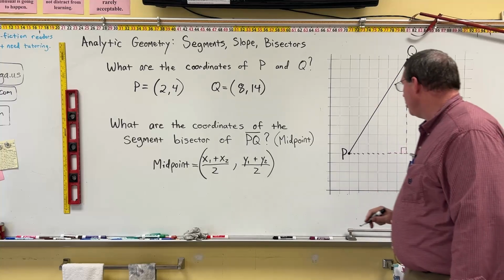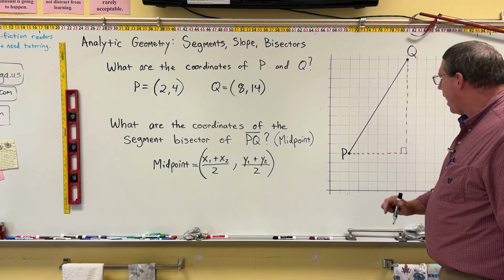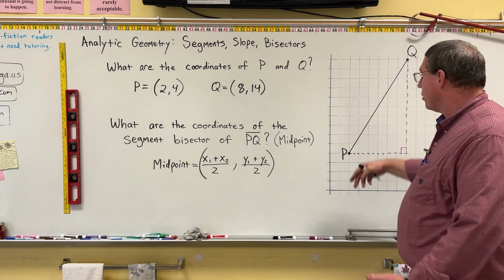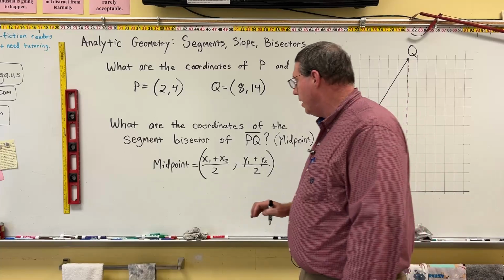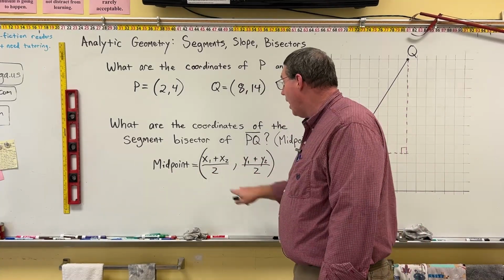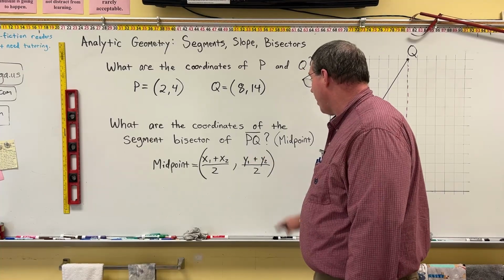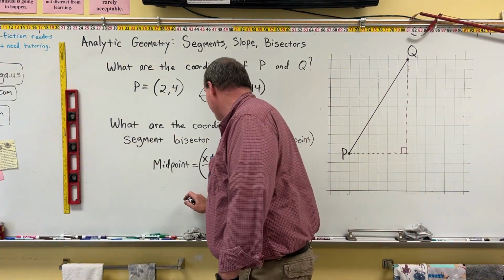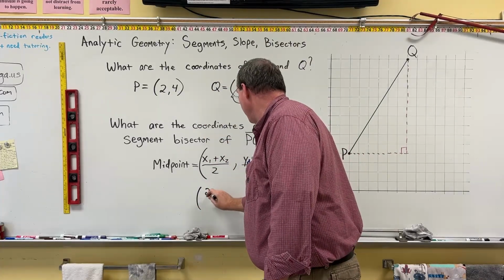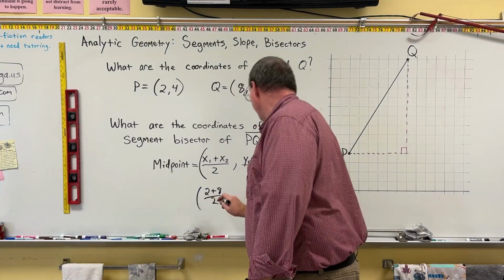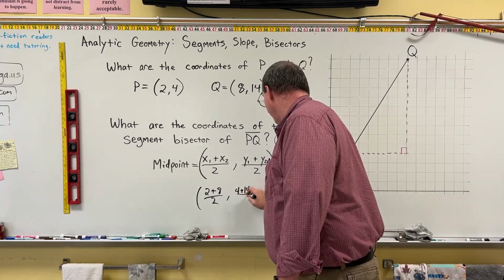All right, now the last question we're going to ask is, what are the coordinates of the segment bisector of line segment PQ? We want to know what point breaks this exactly in half. Well, in analytic geometry on a coordinate plane, we call that the midpoint of the segment. And the formula for the midpoint is very simple. Add the two x's together and divide by 2. Add the two y's together and divide by 2. So in this particular case, add the two x's, 2 plus 8, and divide by 2. Add the two y's, 4 plus 14, and divide by 2.